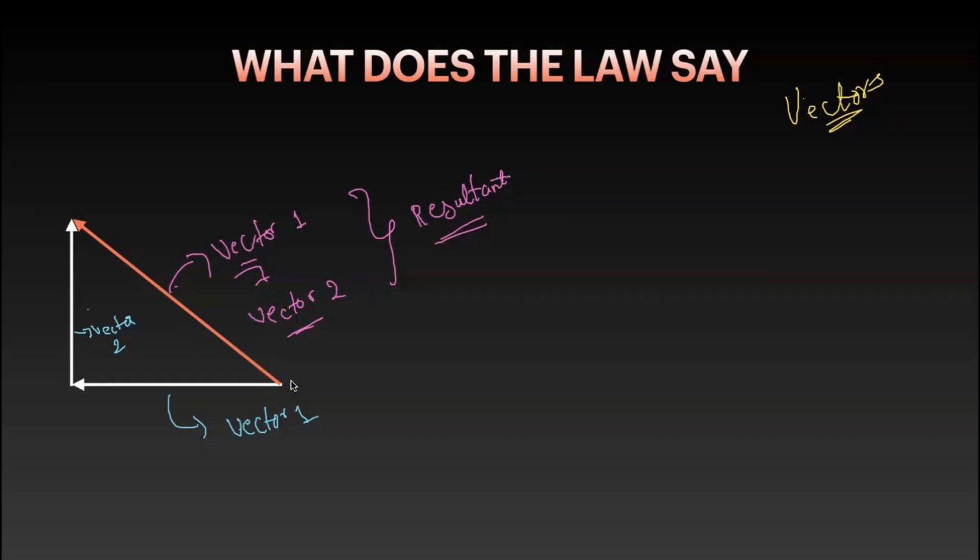See, this is tail. This is head. This is tail. This is head. So two vectors to be added, they should be in what? Tail, head. Tail, head. This manner. Is this clear? Tell me.